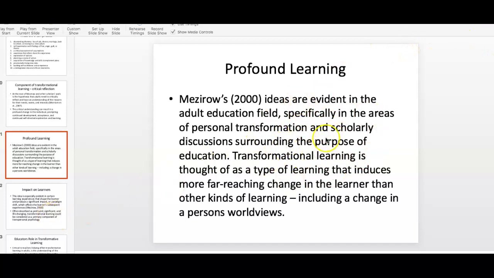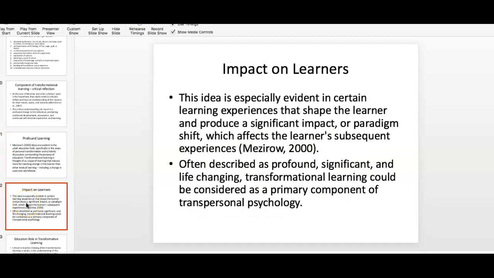Now, I've had over the years people ask me in question, does it have to be disorienting? Does it have to be a negative event? I don't have a firm answer for that, but usually it starts with some kind of event that rocks your world. So the impact on the learners. So there's tremendous impact, and often described as profound, significant, life-changing. Transformational learning could be considered as a primary component of transpersonal psychology. These two are really closely aligned.